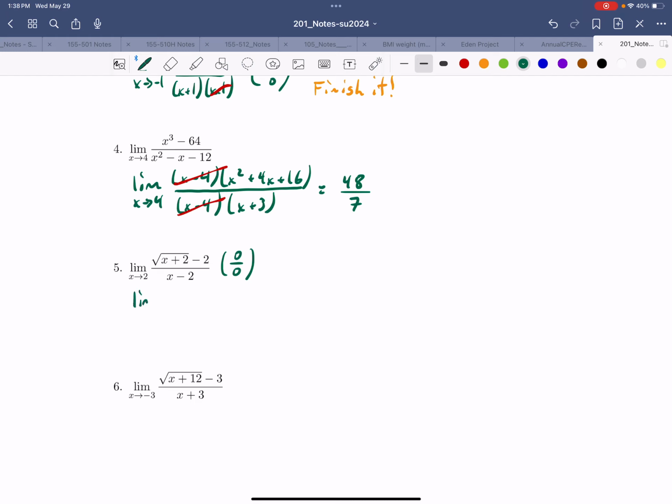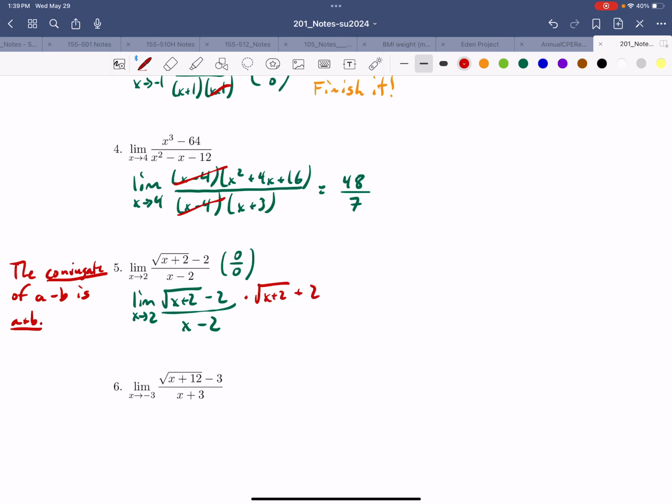Okay? So let's take a look. We have the limit as x approaches 2 of, right, just copy this down over this. Now, you remember what the conjugate is? The conjugate of a minus b is a plus b. Okay? So we're going to multiply this by x plus 2 plus 2.